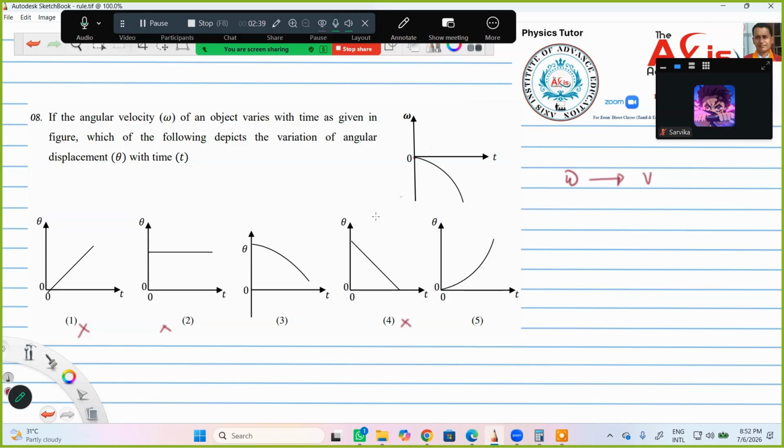Initially, the velocity is zero. So in the theta-t graph, the gradient should be zero. That means if you draw a tangent here, it is parallel to the x-axis, so the gradient is zero. So the possible option can be this. Then the velocity is increasing in the negative direction. That means negative gradient, an obtuse angle. So the possible option is the third.